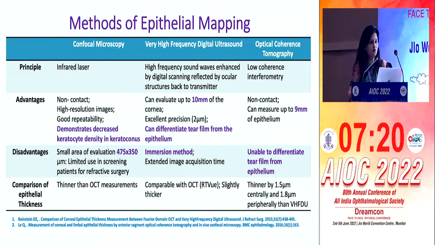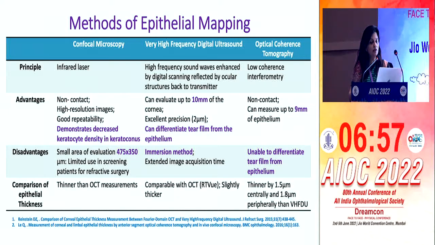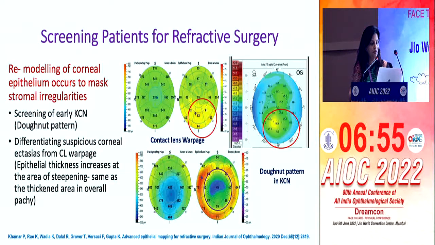Now there are various ways of mapping the epithelium, including confocal microscopy, but the area of evaluation is very small here, and it's very difficult to correlate it with the screening of the refractive surgery. Then you can do it with a very high frequency digital ultrasound, which can differentiate the tear film from the epithelium. And you can also use OCT, but OCT is not able to differentiate tear film from the epithelium. Having said this, I think the easiest tool is the OCT, which we all commonly use.